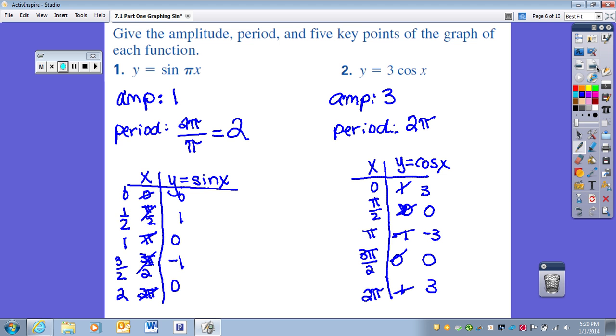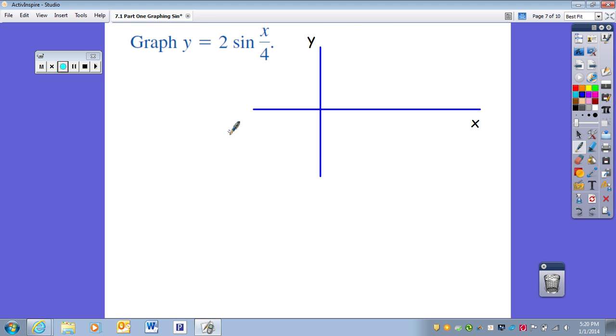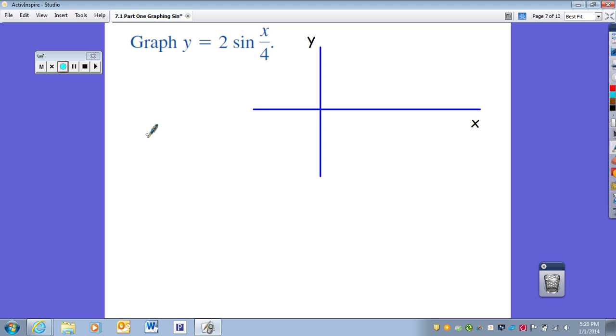Let's try one more example, and in this example we are going to find a new amplitude as well as a new period and then graph from there. So the first thing we want to do is to find the amplitude. Remember, the amplitude is the absolute value of a. So reminding you of our function in general form, our amplitude is the coefficient of sine. Our absolute value of 2 is 2. So our amplitude is now 2.